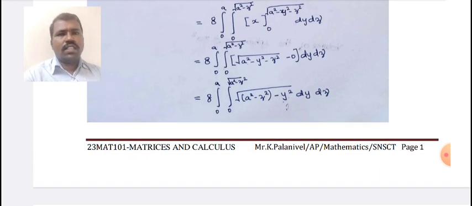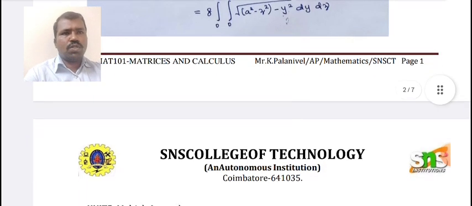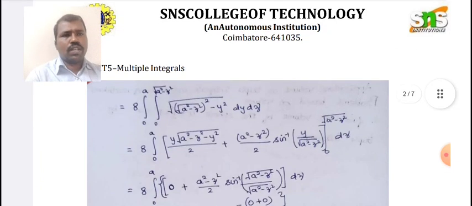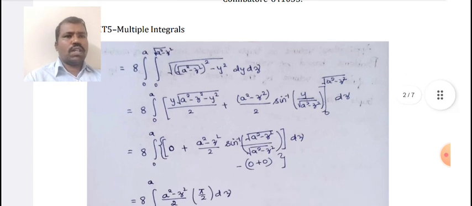Next, dy integration. Therefore, the integration with respect to y. Therefore, a square and z square are constants, y square is a variable. Therefore, substitute the formula for root of a square minus x square: y into root of a square minus z square minus y square by 2 plus a square minus z square by 2 into sine inverse of y by root of a square minus z square, limit 0 to root of a square minus z square, into dz.